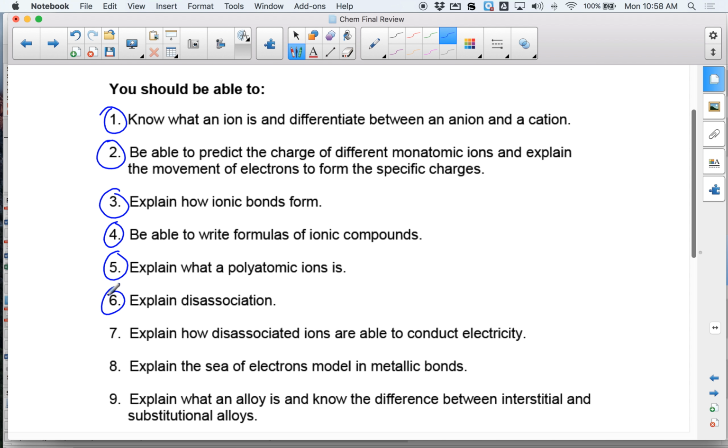Now, number 2. This part right here, be able to predict the charge of different monatomic ions, that's what we just did, right? So based on the periodic table, where they line up, +1, +2, that's the monatomic ions. So we just talked about that too. Draw the line there. +1, +2, that's all that means. Monatomic means one atom.